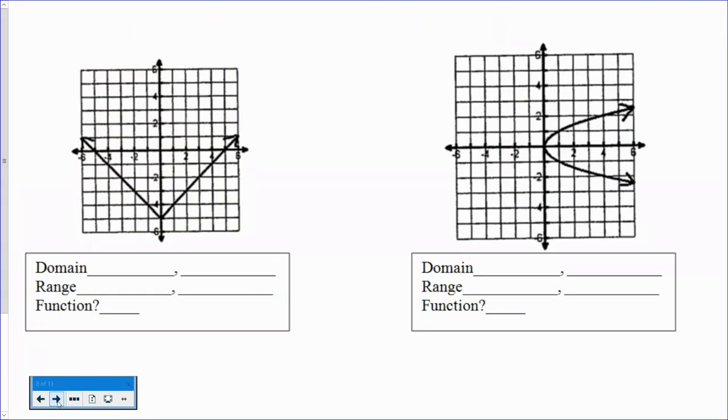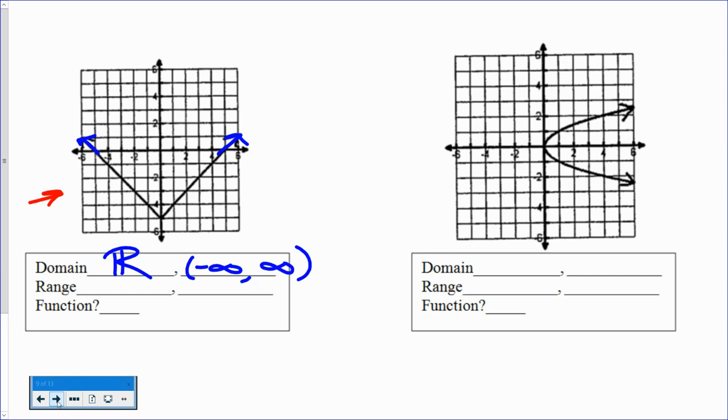So we've looked at absolute value graphs before, and we also talked about their range before. For my domain, I'm looking across the x-axis. What's the farthest left it goes? Well, it points towards negative infinity. The farthest right, it points towards positive infinity. So that is all real numbers for my domain.